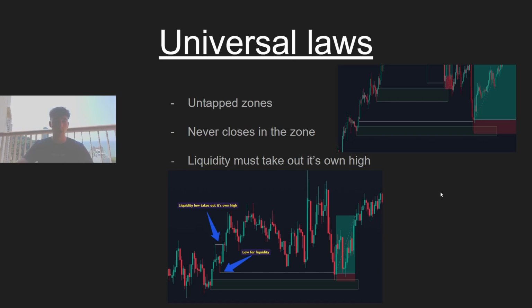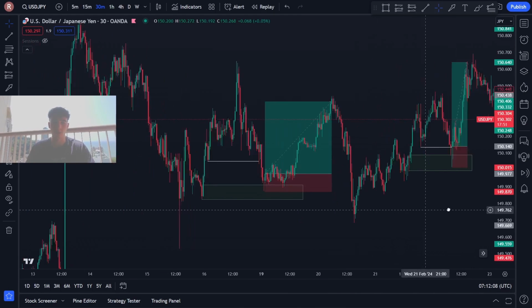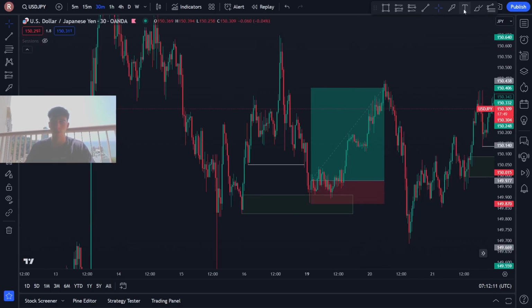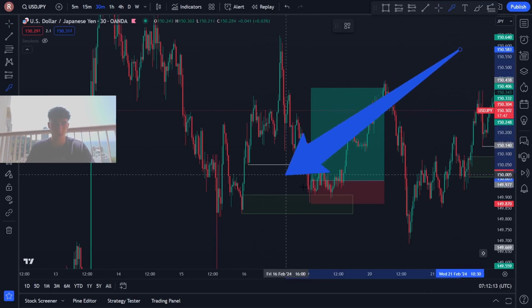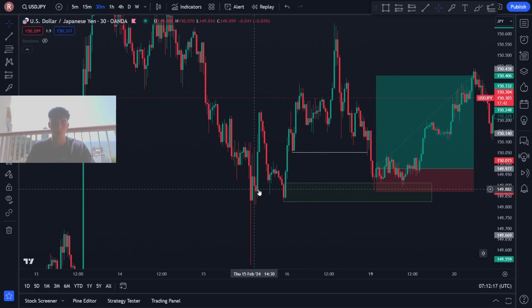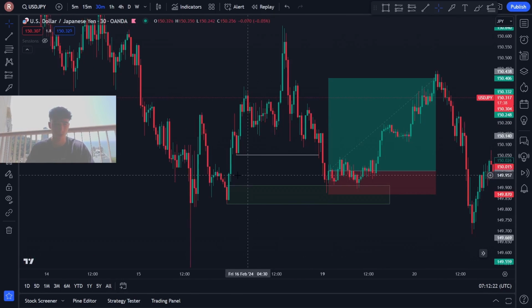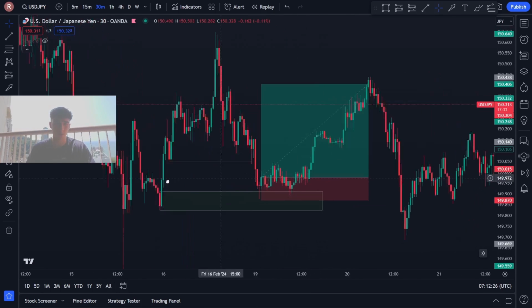If you want, pause the video and take a quick look at these pictures I've got on screen. They'll also hold a quick explanation. The first universal law was about untapped zones. Now this is a very simple one. If you look at this example right here, no candles have ever come back to the zone. That's exactly what it means: no candles ever come back to the zone after it was formed, apart from the ones where you'll be entering off. So this one's very simple. You can see it's just clear space, no wicks, nothing in the zone at all.